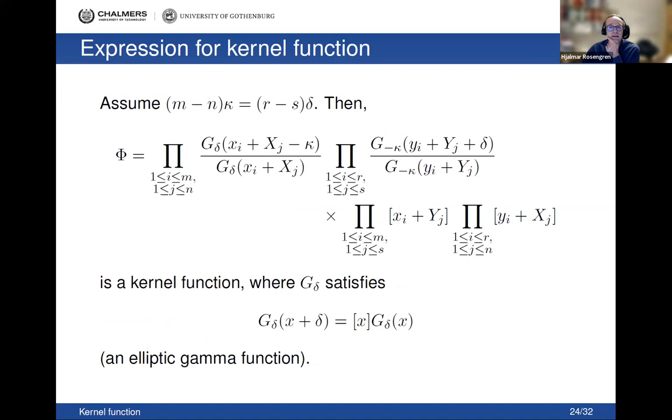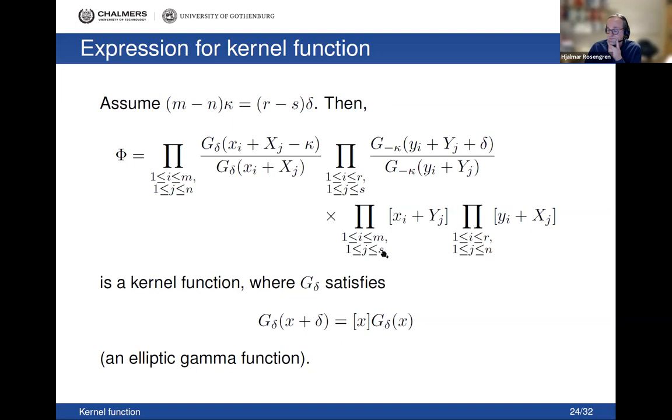And here's the kernel function we have. So with this relation, it looks like a pretty simple product of things. So here, this G delta is some solution to this functional equation. And you might know that you can write down the solution to something like that in terms of the elliptic gamma function. So this is basically the kernel function you would have in the not deformed case. Then you have something similar for the y variables and some cross factors, which are again just products of theta functions. Quite simple things.